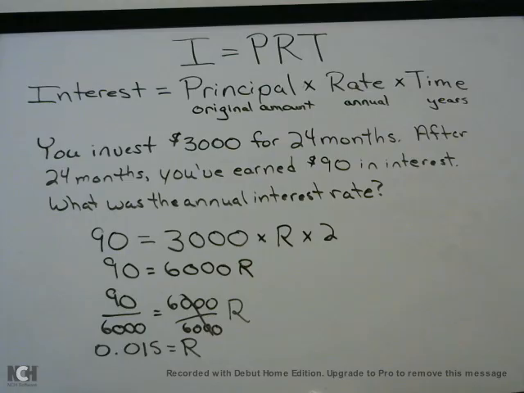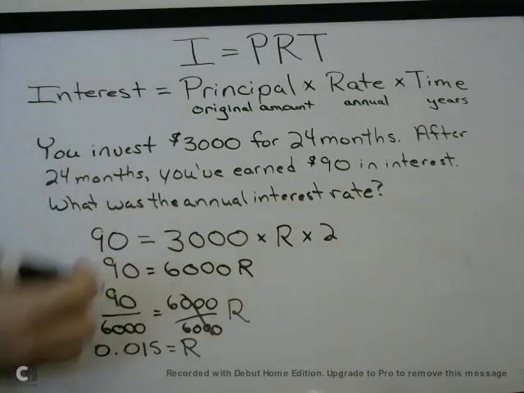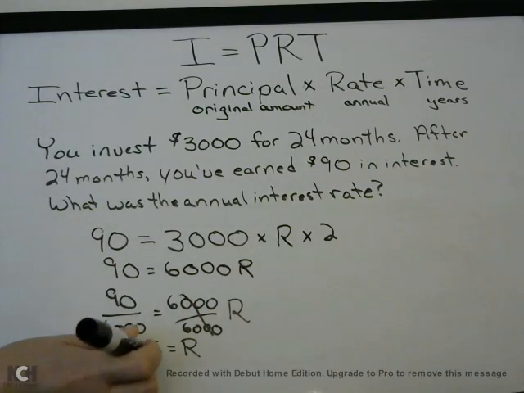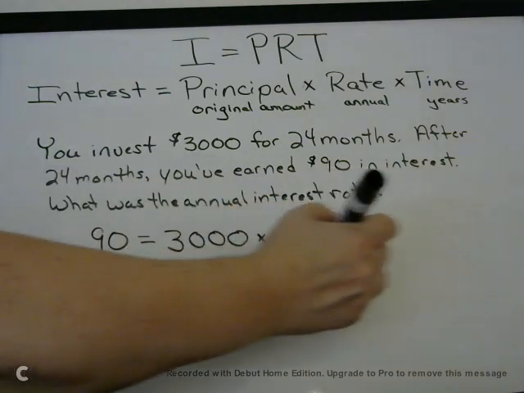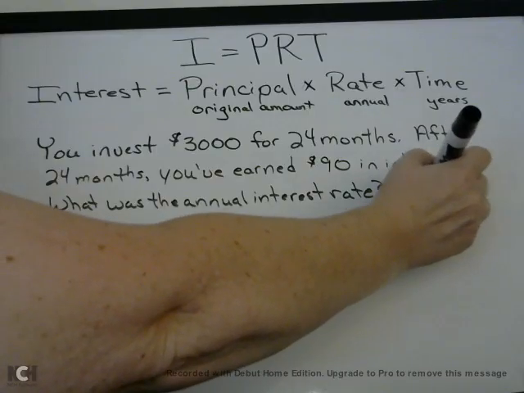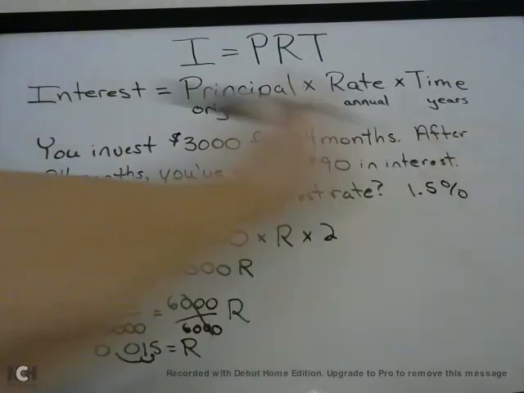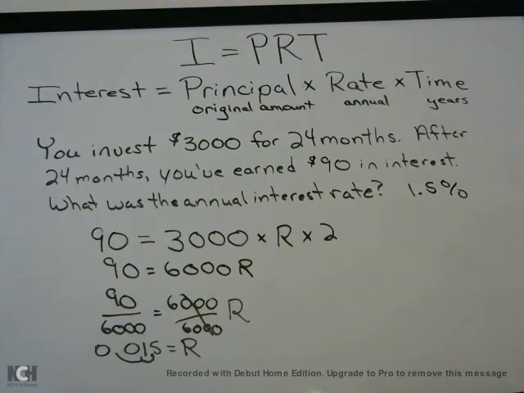Now remember, you'd have to look at the problem, but they're probably looking for a percentage. This is not the percentage, this is your decimal number, so we need to change this to a percentage. If you don't know how to do that, watch the video on percentages. Essentially, to take your decimal to a percentage, you move the decimal point to the right 2 spots. So 0.015 is really 1.5%. Again, if you don't know how to do that, watch the video. So these are 2 types of problems that you might get with this simple interest formula.